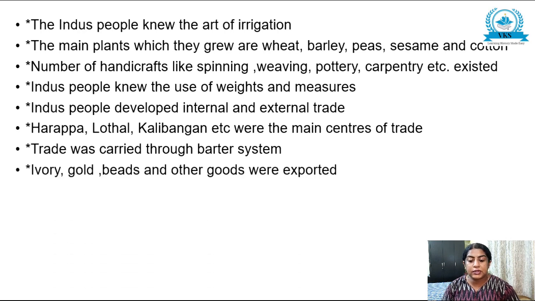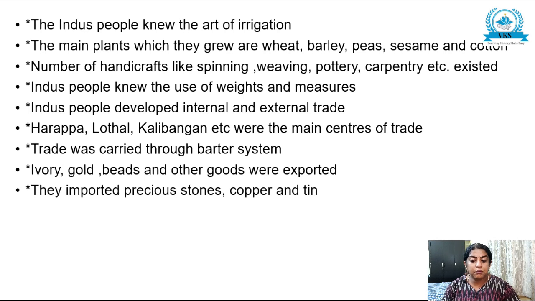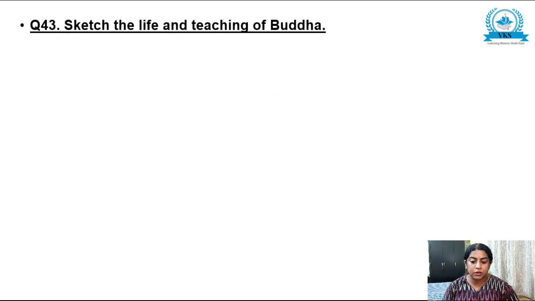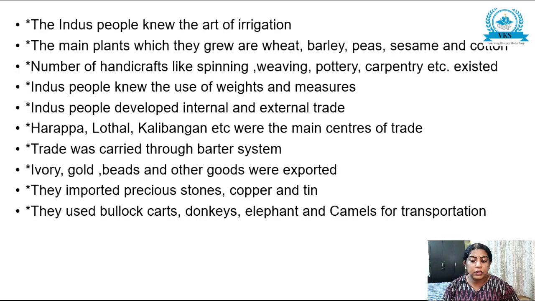Ivory, gold, beads and other goods were exported, and they imported precious stones, copper and tin. They used bullock carts, donkeys, elephants and camel for transportation. So all these were the important features, or the salient features, of Indus civilization.